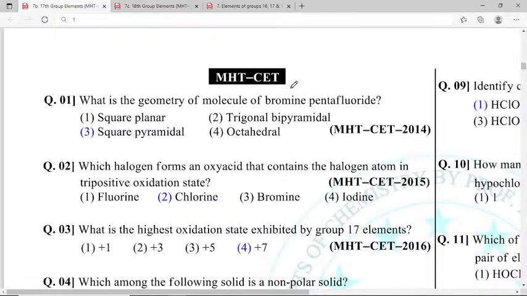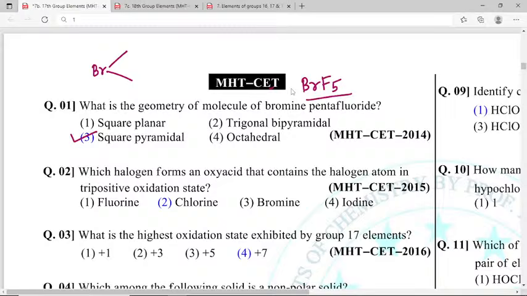Now start question number 1. What is the geometry of the molecule of bromine pentafluoride? This is BrF5, that is the formula. It is square pyramidal. Bromine is at the center, and these are the fluorines, one here, again one here, and again one here.